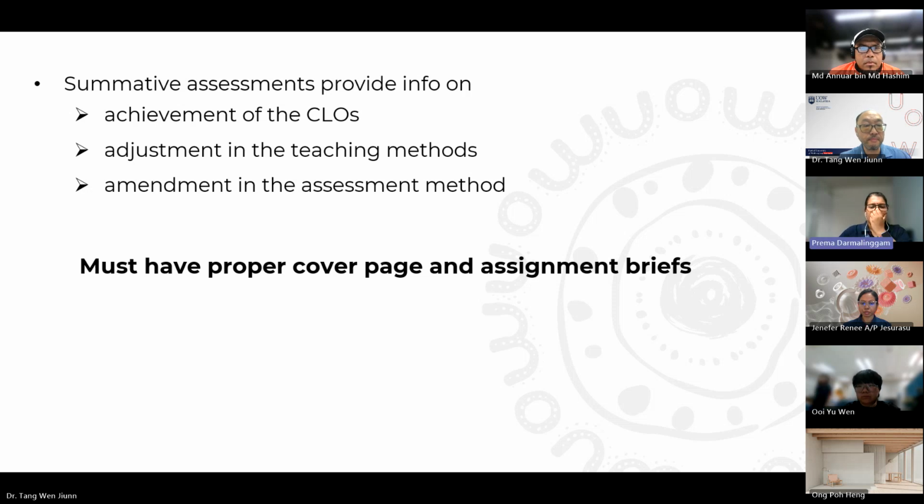Yes, I just wanted to know, does assignment go under summative or formative? Because assignment is not at the end, it is in between, right? Yes, you are right. So summative does not necessarily have to be at the end. It is an assessment that you will grade them. So as long as you grade them, it is considered as summative.